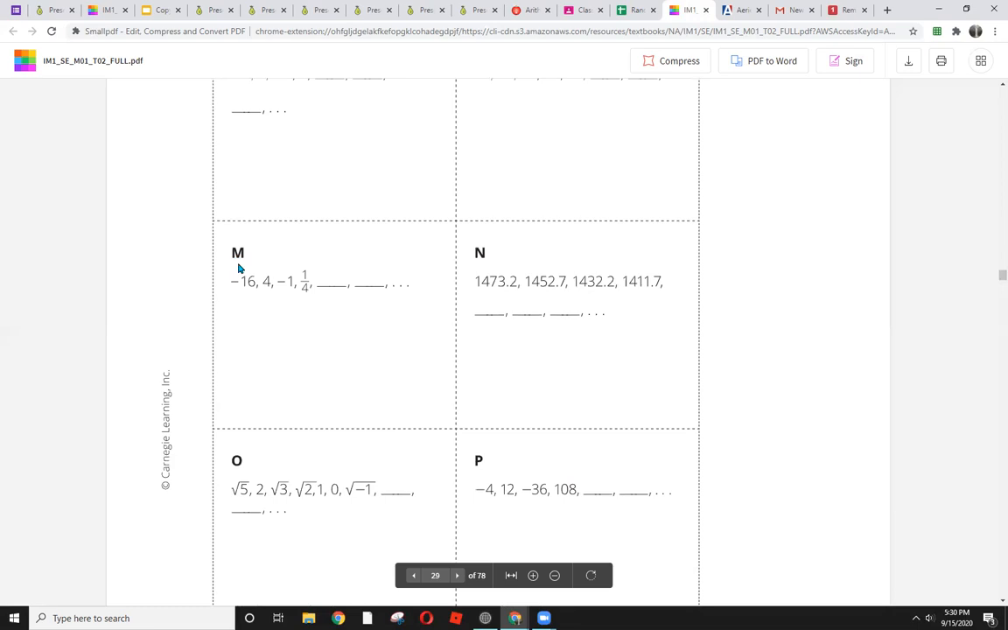M, it doesn't look like an arithmetic sequence. You're not subtracting the same amount. It does look like a geometric sequence. A geometric sequence is the one where you are multiplying.